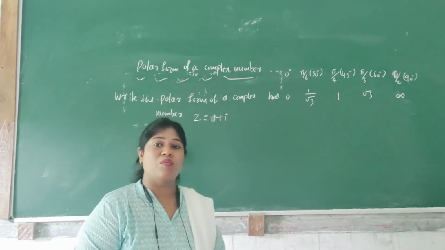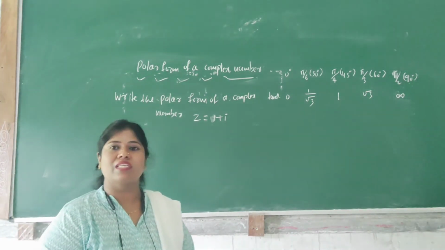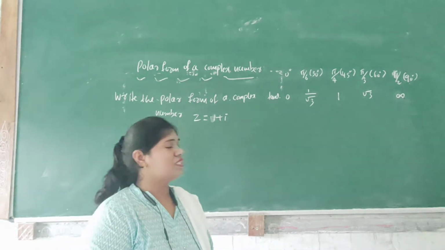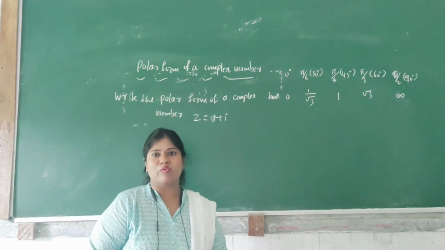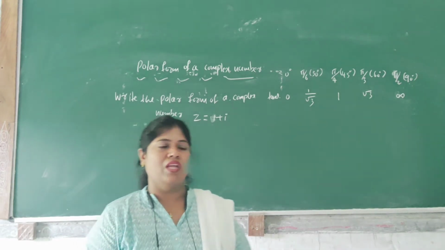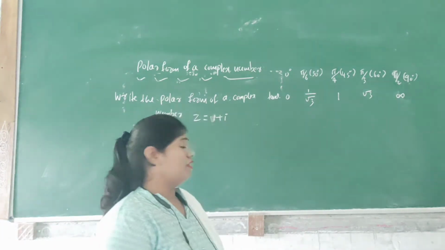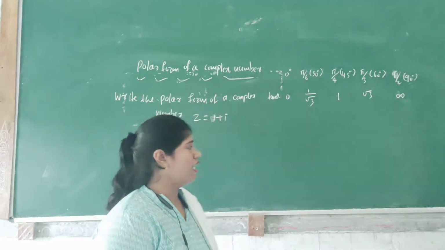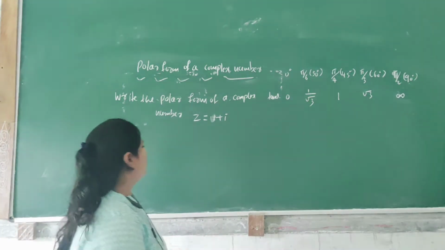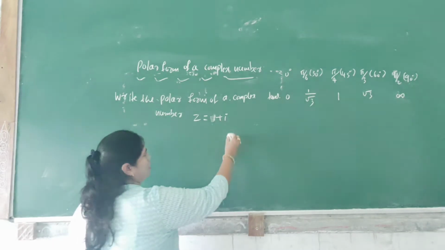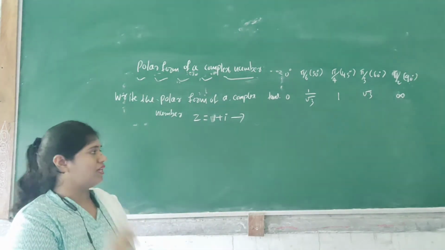First we should know what is the polar form of a complex number. Z is equals to r of cos theta plus i sin theta is called the polar form of a complex number, where r is equals to square root of x square plus y square, which is called the modulus of a complex number, where theta is called the amplitude of a complex number. So, in which quadrant this complex number lies, first we have to check that only.